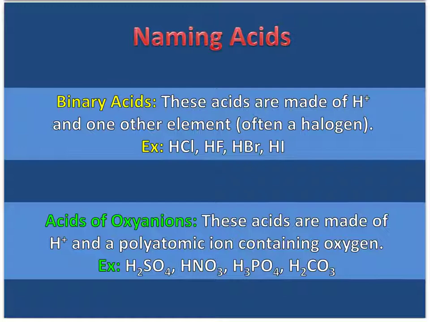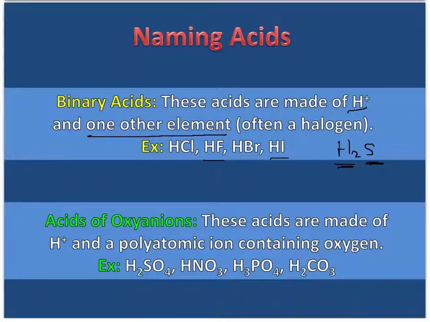Those are binary acids. These are acids made up of hydrogen and one other element. And that other element is often a halogen. But we can have others like this, H2S. This is a binary acid because we only have two elements present, hydrogen and another element. And in this case, it is sulfur.